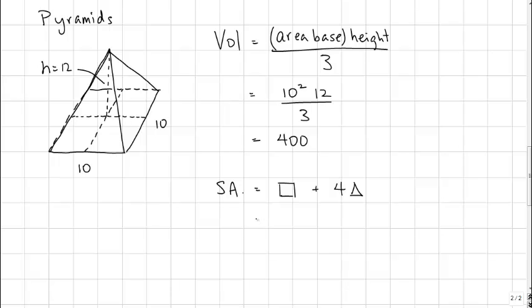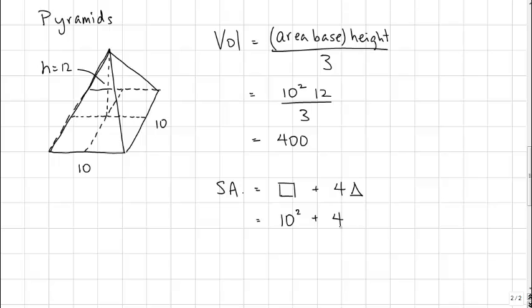So the area of the square is straightforward. It's simply 10 by 10, so 10 squared. But what's the area of each triangular face? Well, you may think, okay, it's base times height over 2. But what's the height? It's not the same as the height of the pyramid. So the height of the pyramid is the distance from the apex to the middle of the base, the center of the base.